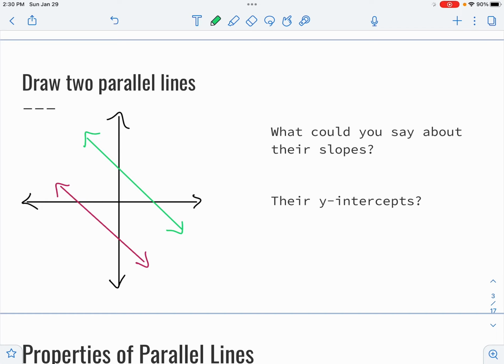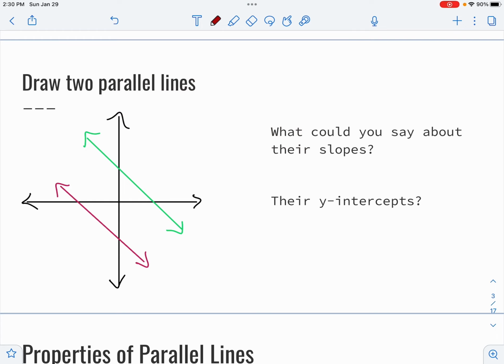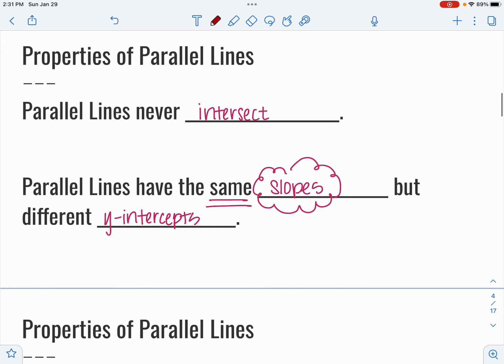You can see that they have something in common. They look similar. So what could we say about their slopes? Remember that the slope is the rise over run. We don't really need to put values to this, but since they tend to be decreasing by the same amount, the slopes are going to be the same, and their y-intercepts are going to be different. That's what defines parallel lines when we graph them on a coordinate plane. They have the same slope but different y-intercepts, and that distinction is important.